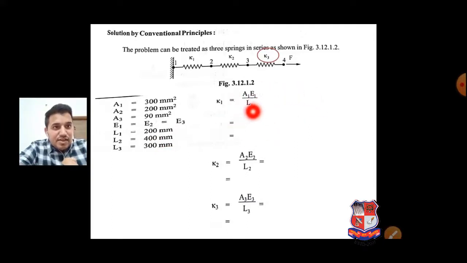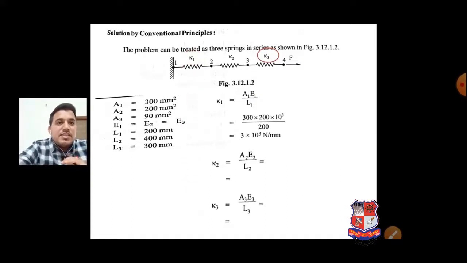Now first we have to find K1 with the standard formula A1 E1 upon L1. So let's start with the first element, K1, which we have to find. Putting in the values, 300 into 200 into 10 raised to 3 divided by 200. Here we cancel 200 with 200, so K1 is 3 into 10 raised to 5 Newton per mm. So here we have found the individual stiffness of the first element.